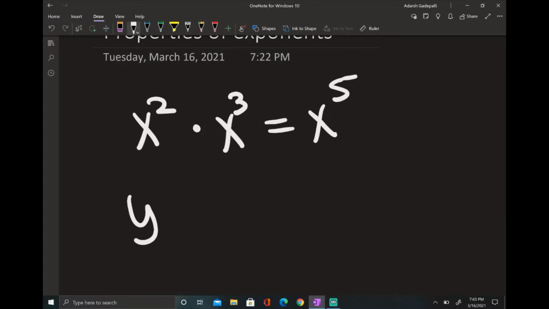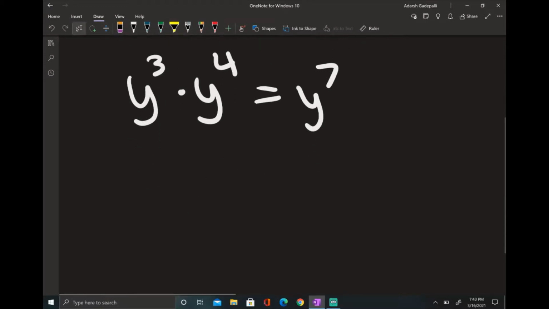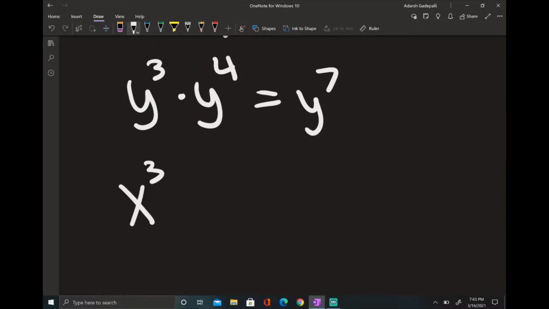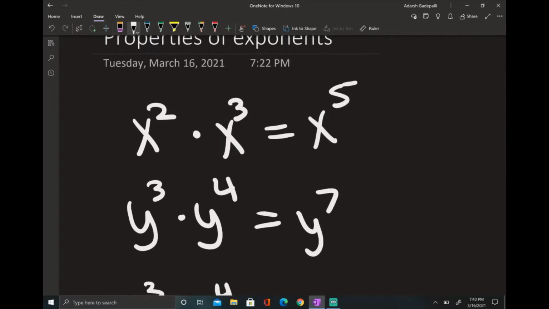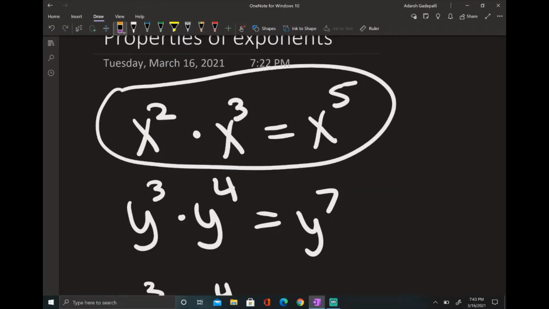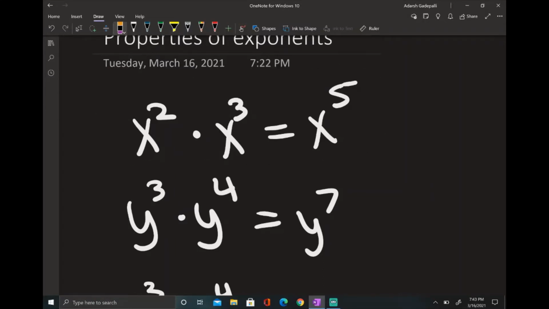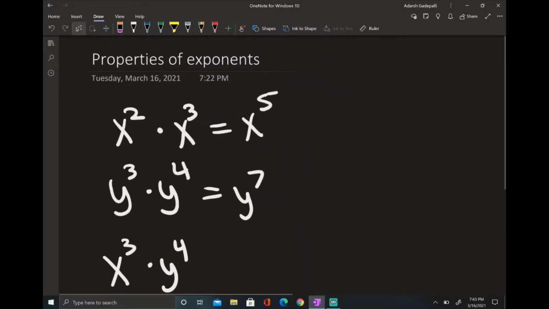If we had y cubed times y to the fourth, both of them are y, so this would be y to the seventh. But we can't do x cubed times y to the fourth, because we don't know what x and y are. We can only do it with x and x because even though we don't know what x is, we know it's the same number. So always make sure you have the same base when you're performing this. That's what you do for multiplication.